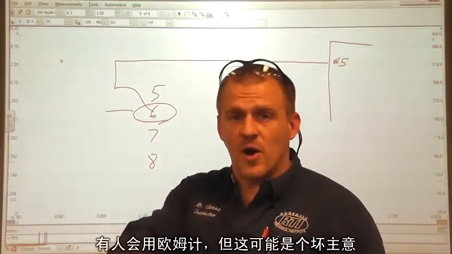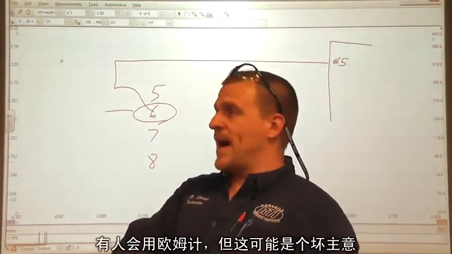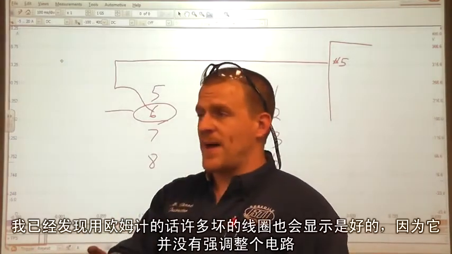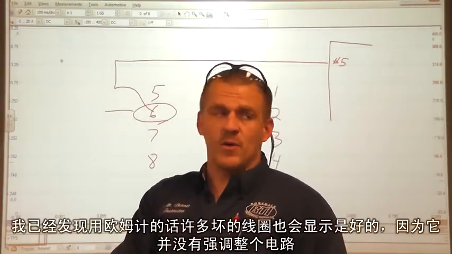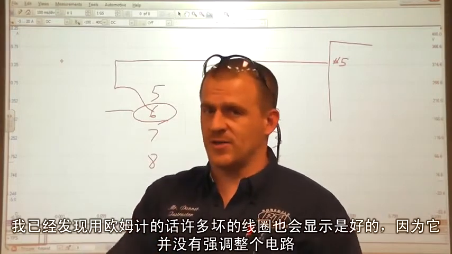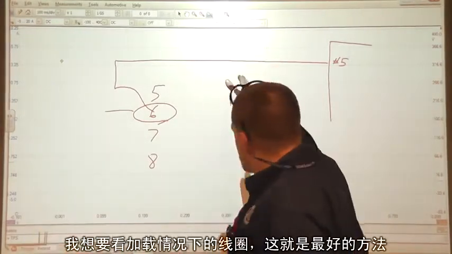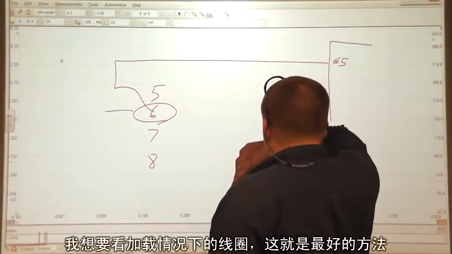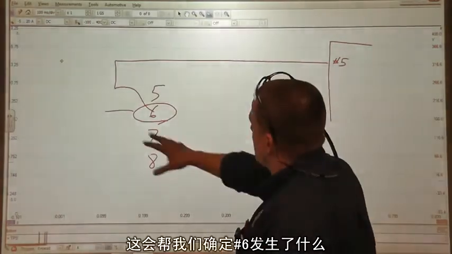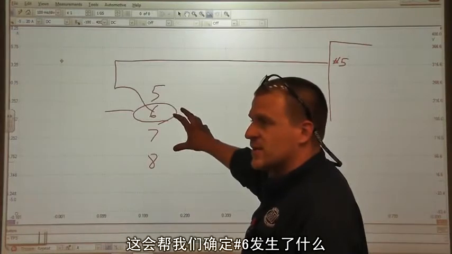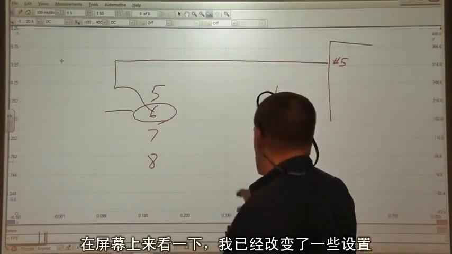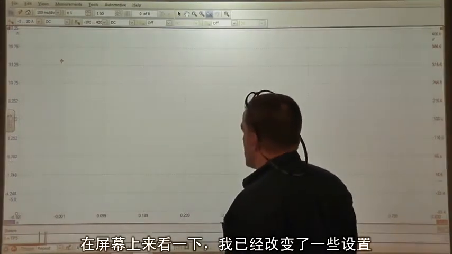Some of you might want to use an ohm meter, and I'm not saying that that would be a bad idea, but I found a lot of bad coils that show good with the ohm meter because it doesn't stress the circuit. I want to see this coil under stress. This is going to be the best way to do it, and this is going to confirm what we have with this number 6.